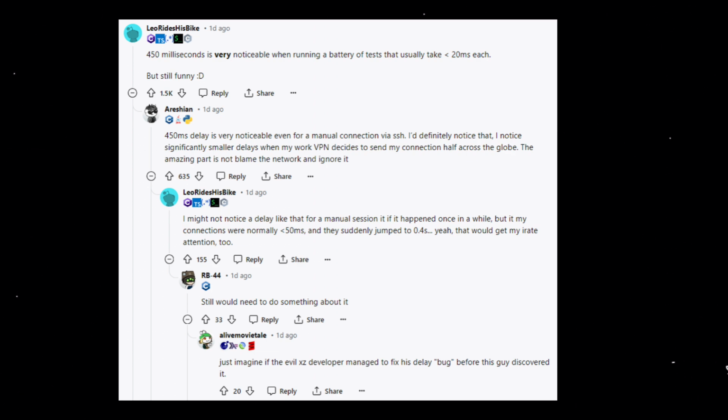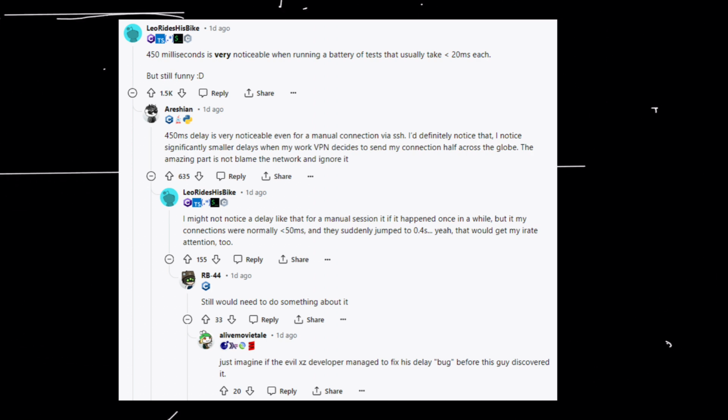I definitely notice that. I notice significantly smaller delays when my work VPN decides to send my connection half across the globe. The amazing part is not blame the network and ignore it. This comment reinforces the previous point, stating that even in manual tasks like SSH connections, a 450 milliseconds delay would be noticeable. It also highlights the tendency to initially blame network issues for such delays, emphasizing the importance of investigating further to uncover the root cause, as the Microsoft engineer did with the XZ backdoor.